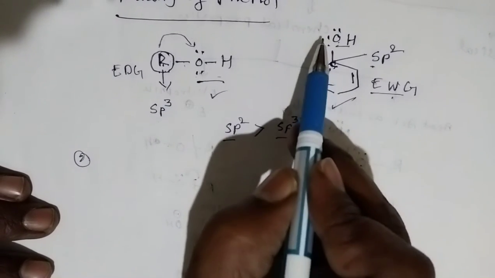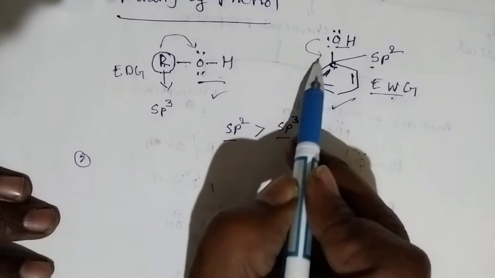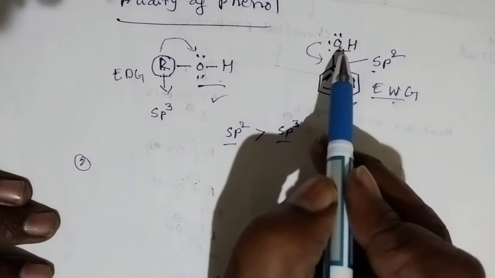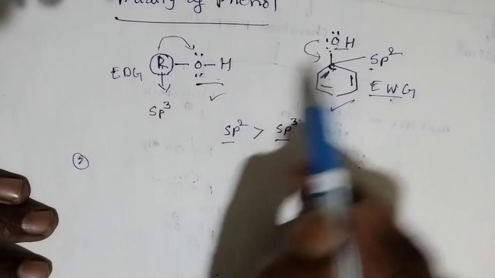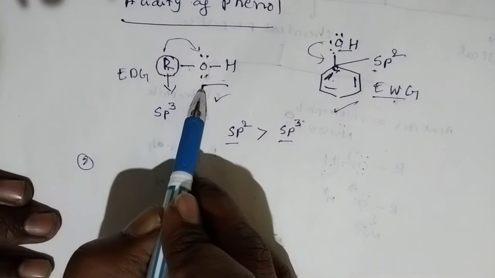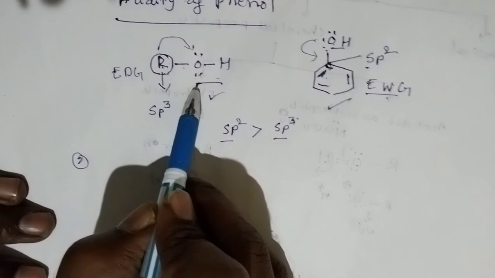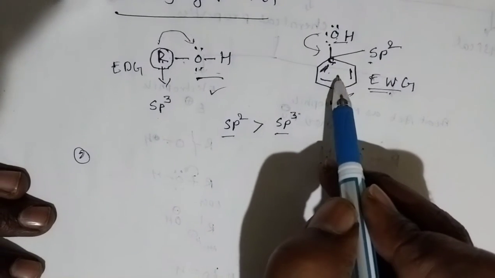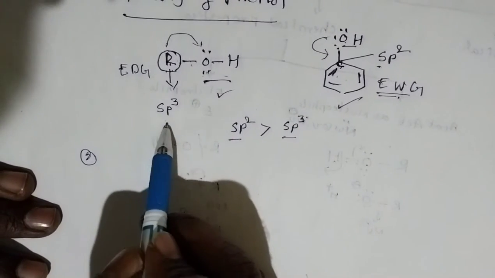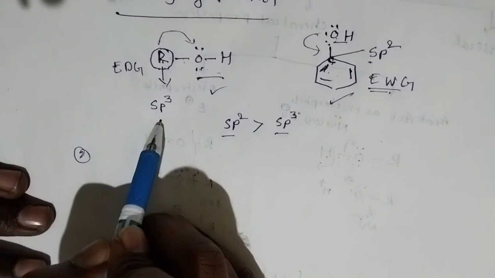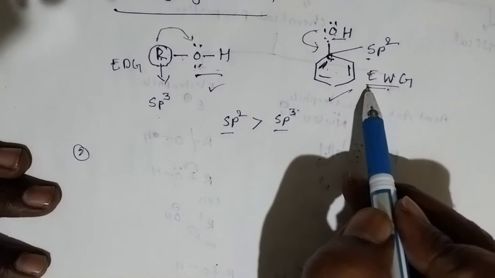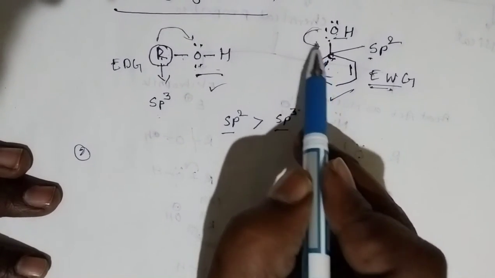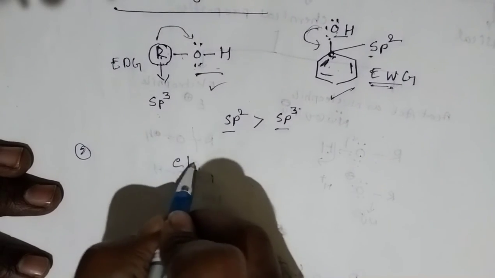This benzene ring pulls the lone pair of electrons, meaning the number of electrons decreases here, whereas the number of electrons increases in the alcohol. So due to the electron withdrawing group, these phenols are more acidic than alcohol. This is the second property. Third property: due to the electron withdrawing group, electron density decreases.